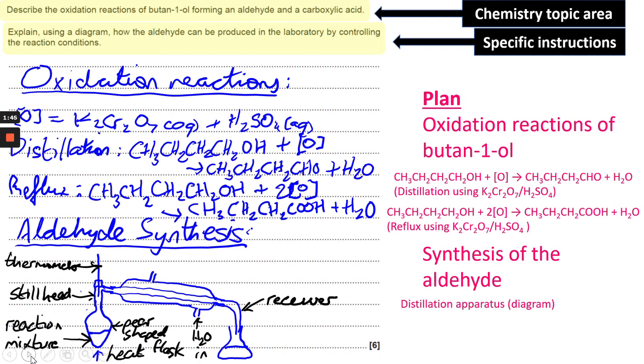So the H2O goes in on the right hand side and comes out on the left hand side, not forgetting of course to label our condenser. And finally we can label the distillate at the end.